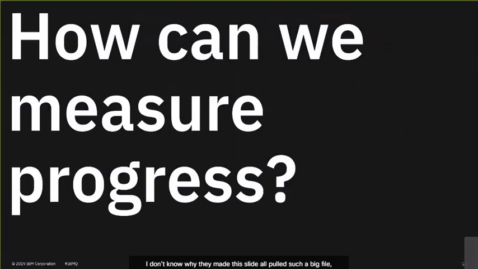Okay, now I don't know why they made this slide all such a bold font, such a big font, but they did. I'm not trying to flame anybody or whatnot with this, but it's okay. So you're on the road to quantum advantage. How do we measure progress? Next slide, please.